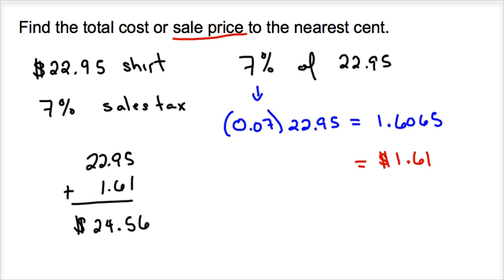So using this technique, if the question is asking for the tax, the tax is $1.61. If the question is asking for the final sale price, then you have to add the tax back to the original price and give a final sale price. All right, so be careful what the question is asking. If the question is asking for a final sale price, there's another way to do this.